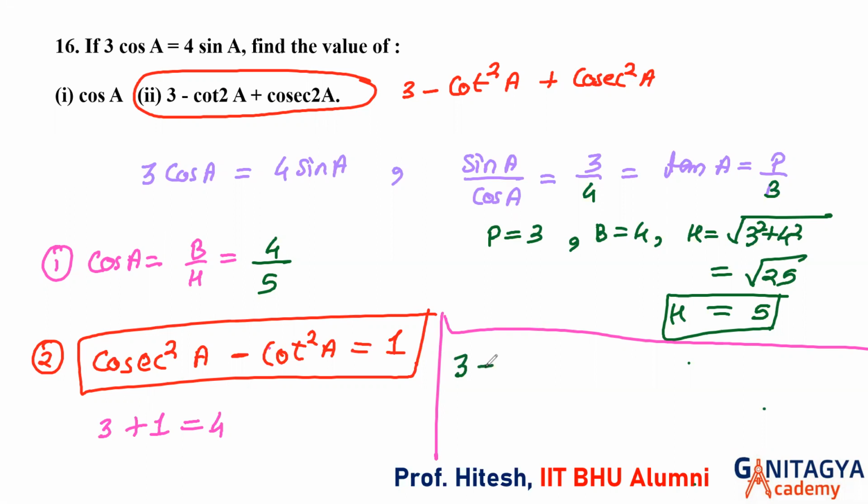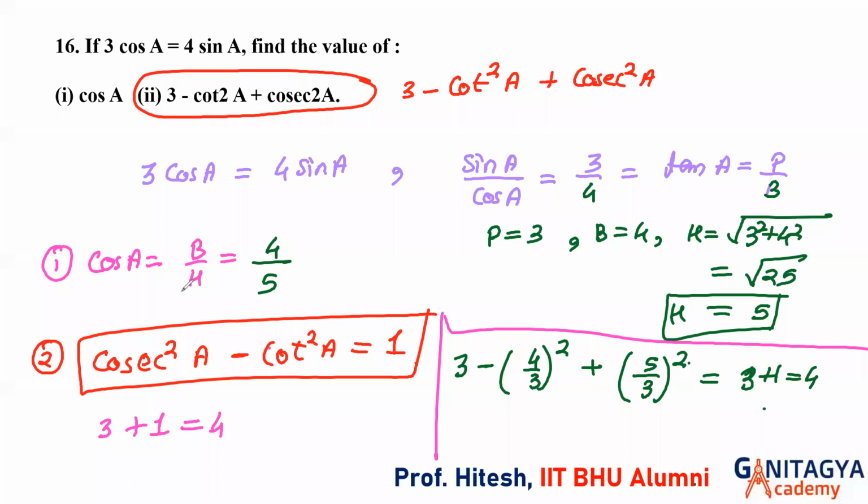So 3 minus cot will be 1 upon base upon perpendicular, that is 4 upon 3 square, plus cosec will be 1 upon sine. So sine is hypotenuse, it will be 5/3. So when you will solve it, you will get 3 plus 1, that answer is 4. Let me know when done.